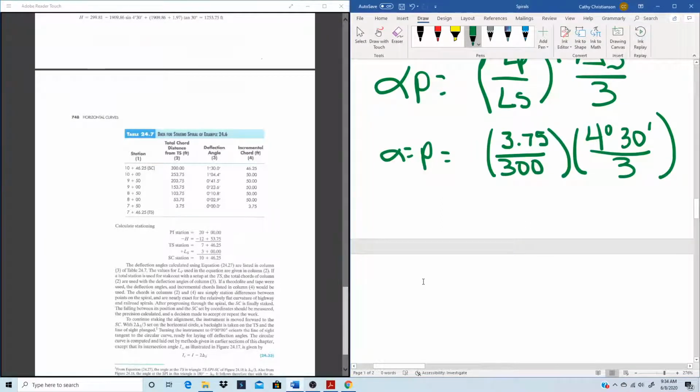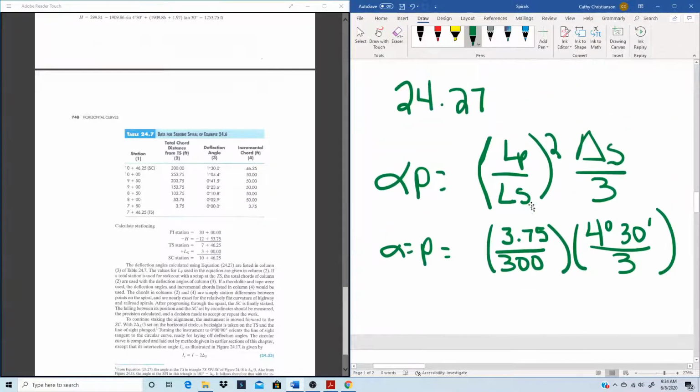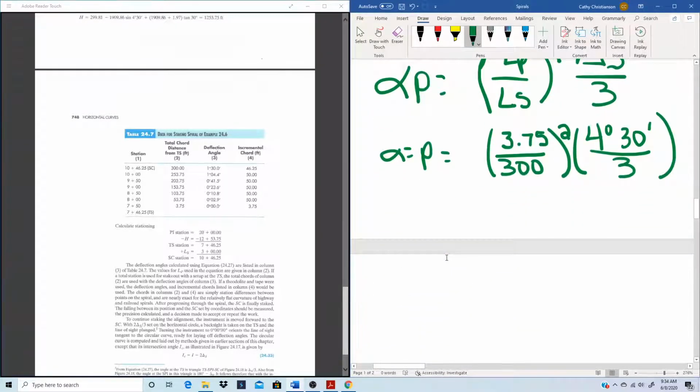I got my distance in feet, my theta S, and I want to get deflections. They put it in decimal degrees. Oh, I see what I did wrong. Made a dumb mistake. I didn't square it. Right there's your squared. So I'm going to leave it just the way I have it and let's try it again.